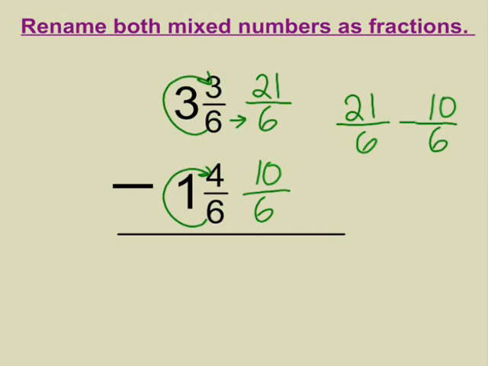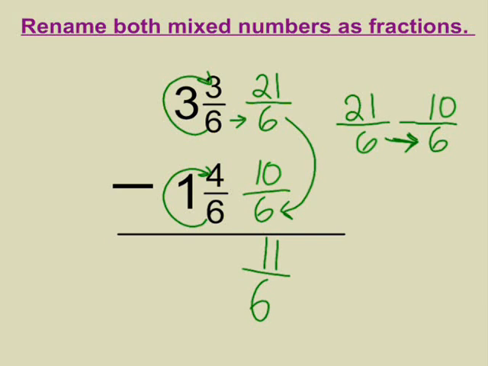So 21 minus 10 would be 11. I can do that one in my head. And then 6, I don't do anything to the denominator. Just like I wouldn't do anything here to the denominator, I don't do anything here. So my denominator stays the same. So my answer should be 11/6.